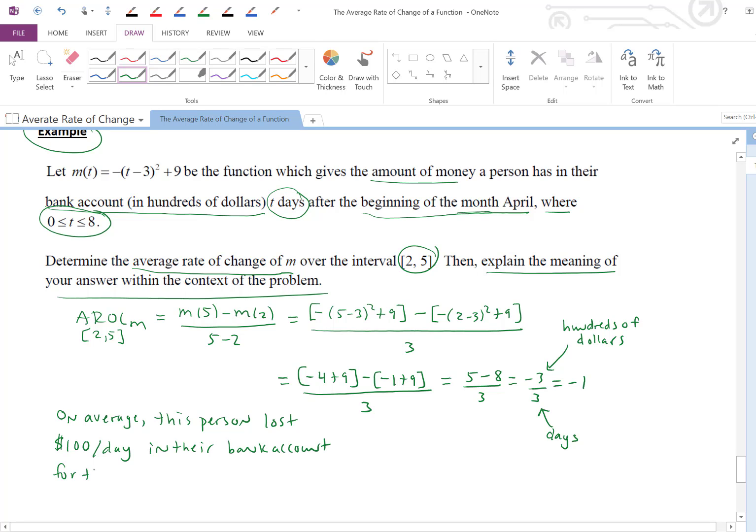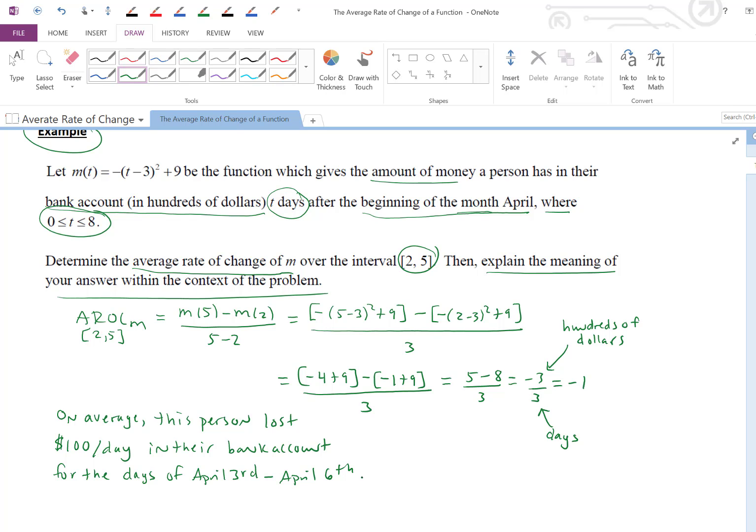for the days of, well, if t equals 0 corresponds to the first day of April, then t equals 2 corresponds to the third day of April, and t equals 5 corresponds to the sixth day. So for the days of April 3rd to April 6th. So they might have been spending more money than they were bringing in, or they didn't get paid or something. And on average, they were spending $100 a day out of that bank account.